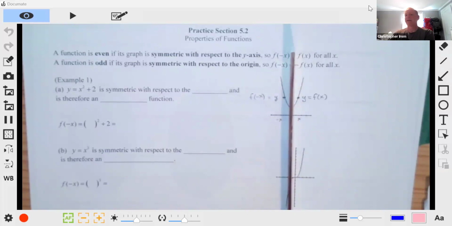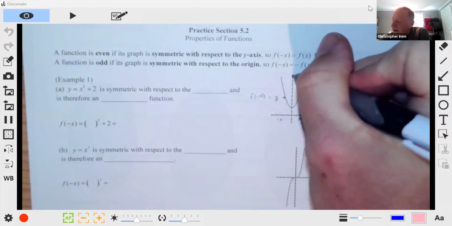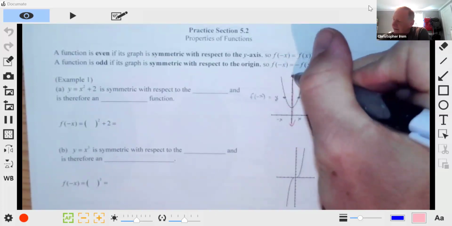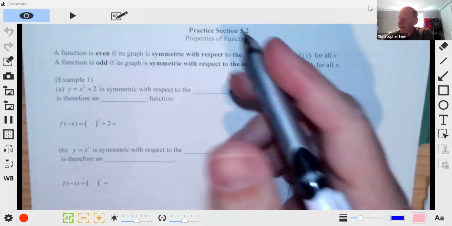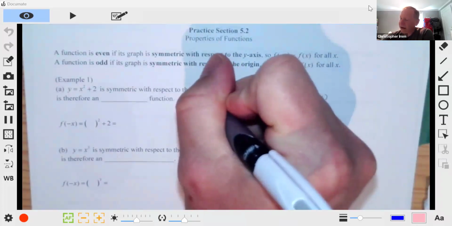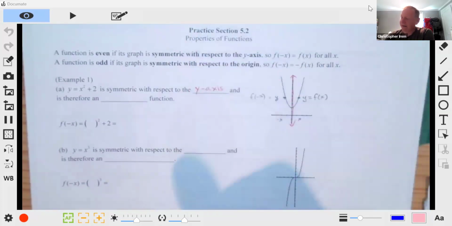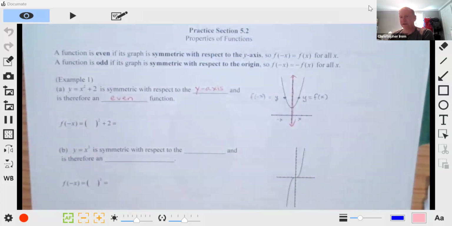So it's really a reflection of the graph about the y-axis. So here's my y-axis, and my function has total symmetry with respect to the y-axis. So y equals x squared plus 2 is symmetric with respect to the y-axis. And that means it's an even function. That's how we would look at it geometrically.